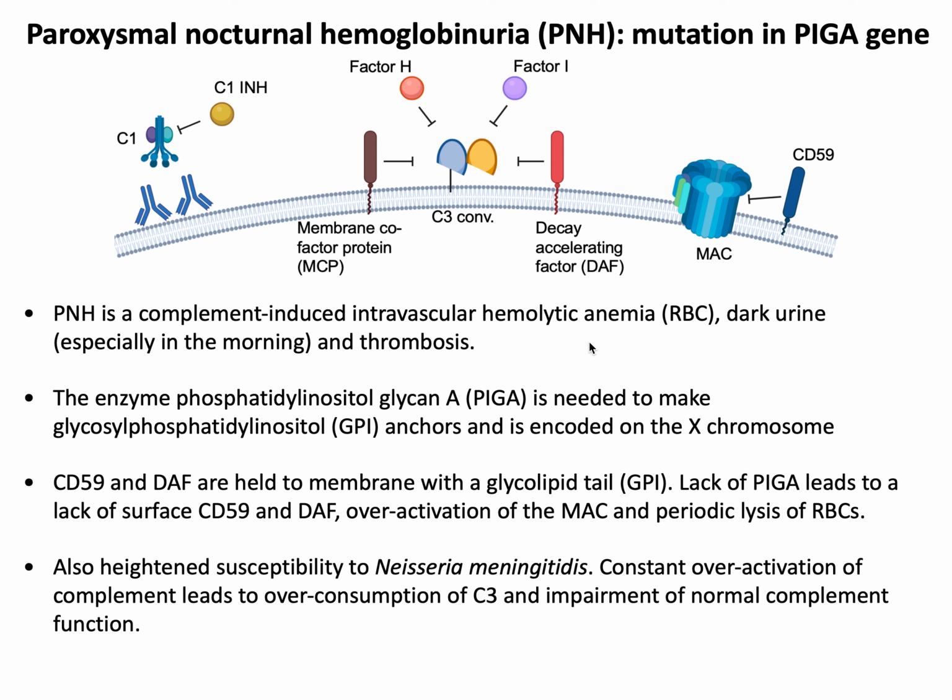And one of the interesting things about PNH is you also have heightened susceptibility to Neisseria meningitidis, because constant overactivation of the complement system leads to overconsumption of C3 and therefore impairment of normal complement function. One of the really interesting things about this also, this is an acquired mutation. It's not an inherited mutation.